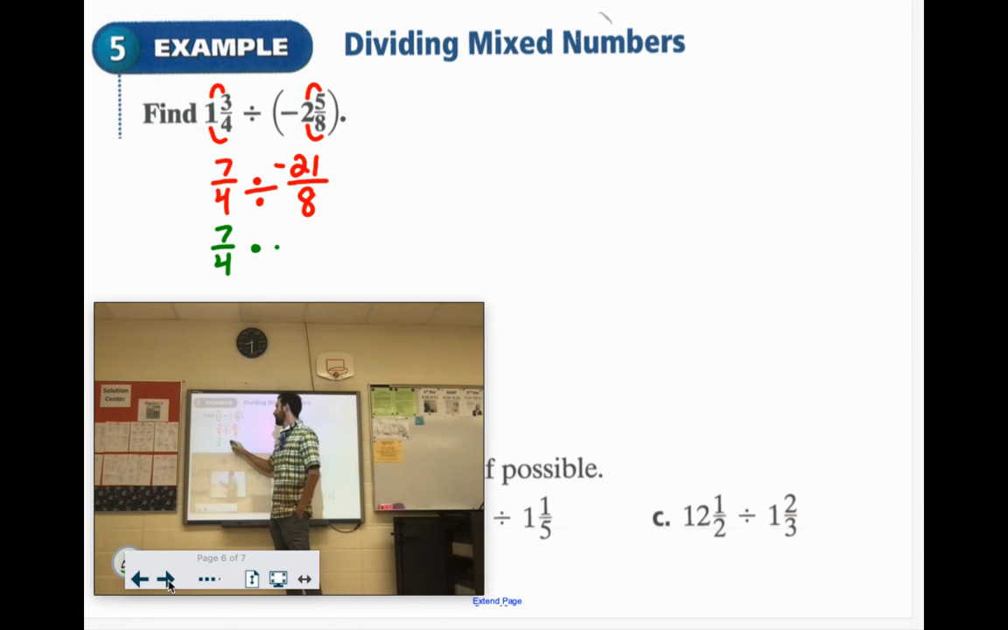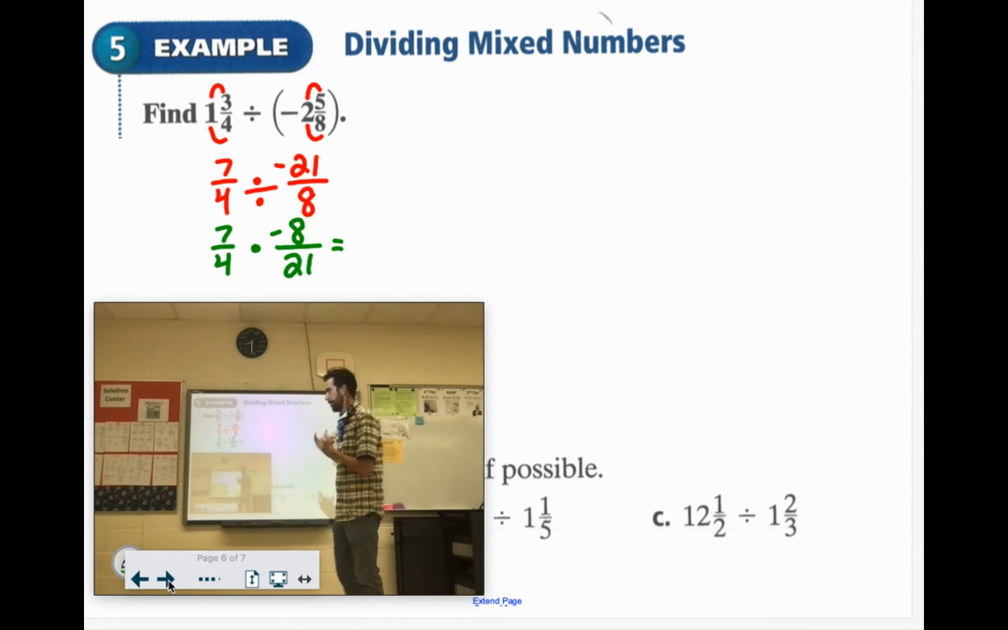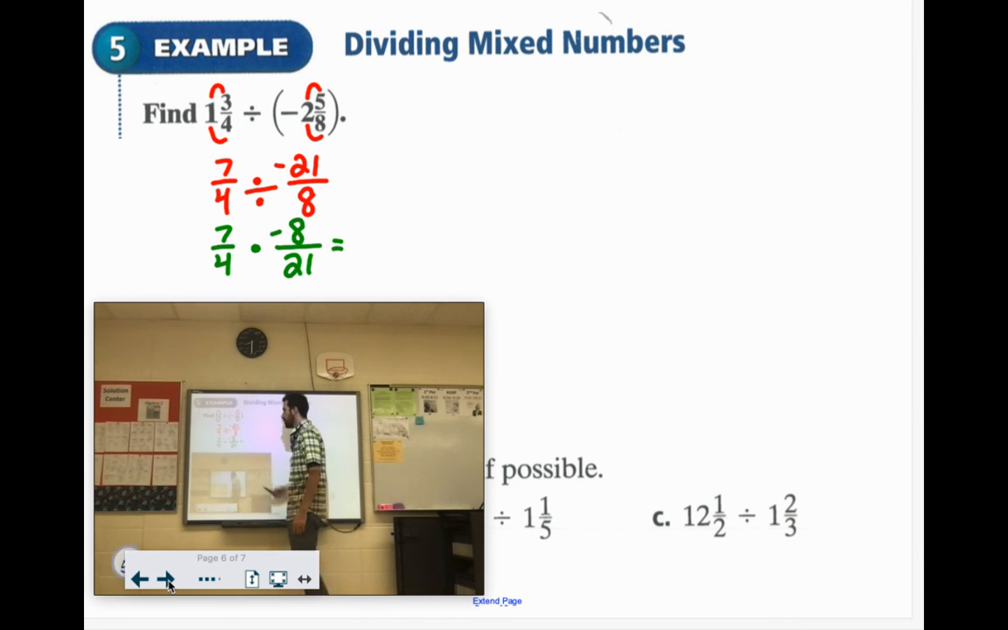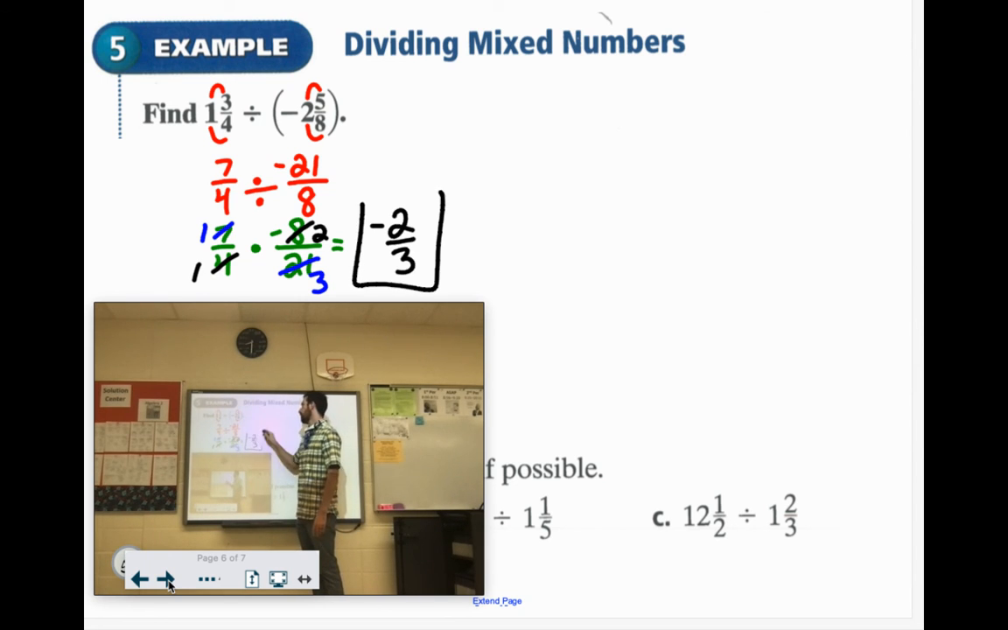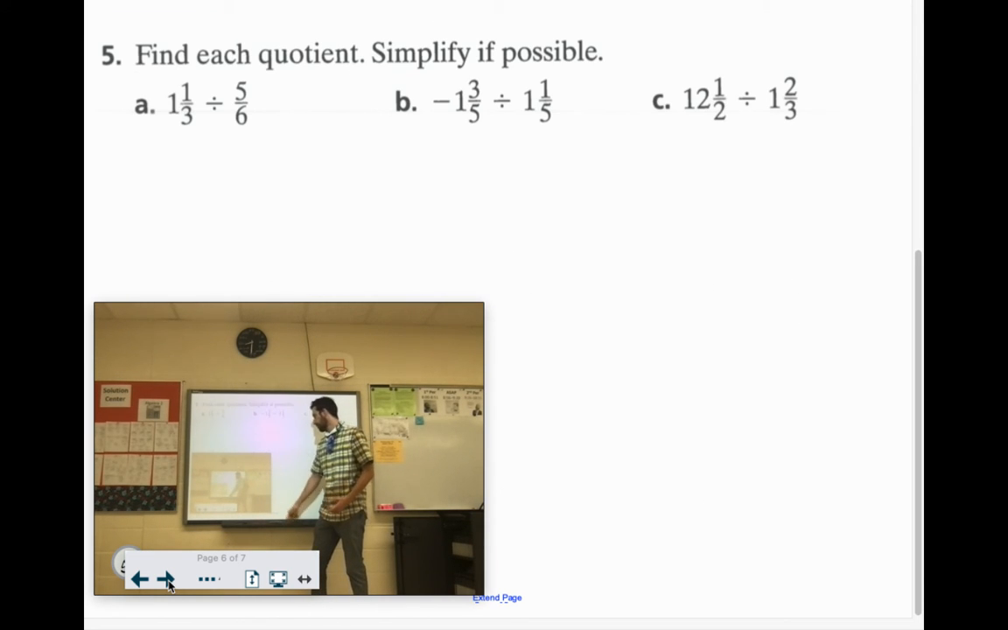Now, you're not going to want to write the -21 on the bottom. Just write 21 down there and keep the negative up top. Usually, for negative fractions, the negative sign is in the numerator. So see if we can simplify. Sure. 7 goes into 21 3 times. 4 goes into 8 2 times. So we have 1 times -2 is -2. 1 times 3 is 3. -2/3. Turn it improper. Keep, change, flip. And then do your thing.